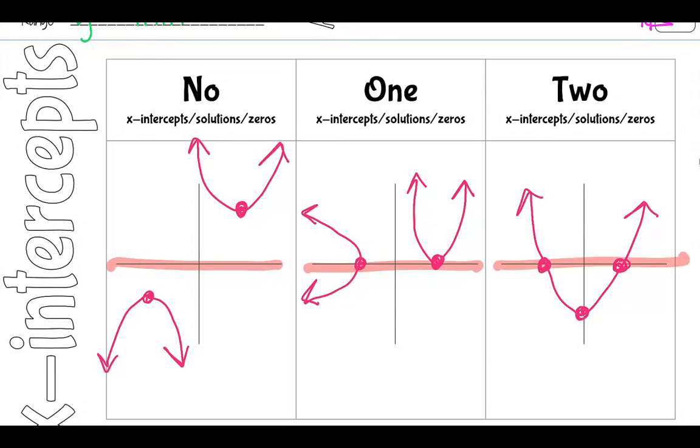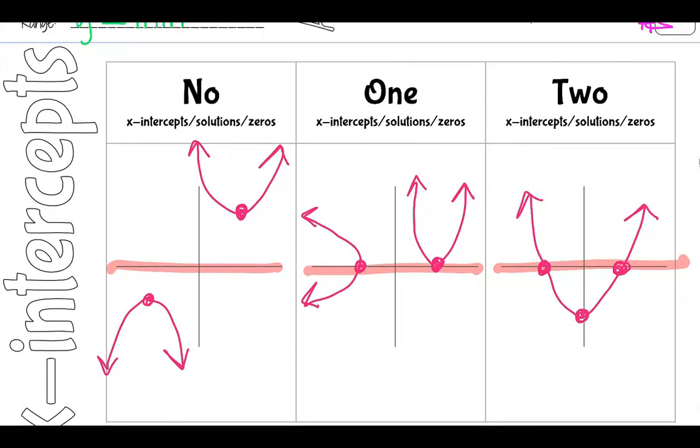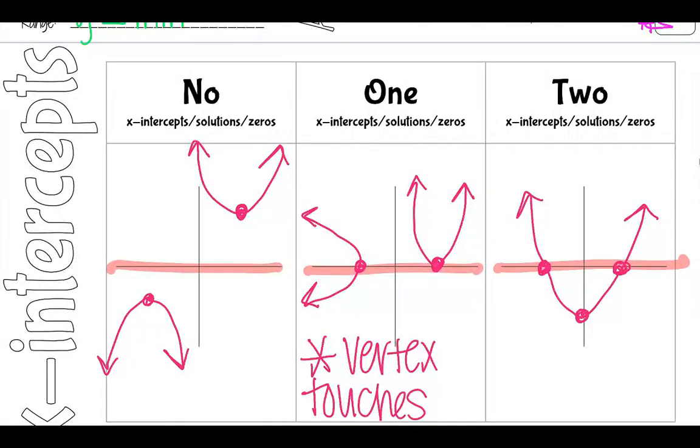So again, no solution doesn't cross the x-axis. One solution crosses at one point, and usually it's your vertex that's touching it, right? That's the only spot that would happen. So if you want to write that down, vertex touches x-axis for that one. And then this one, two sides of your parabola touch for a 2.